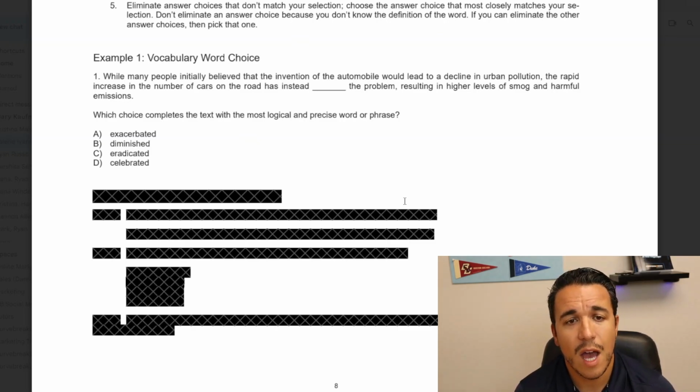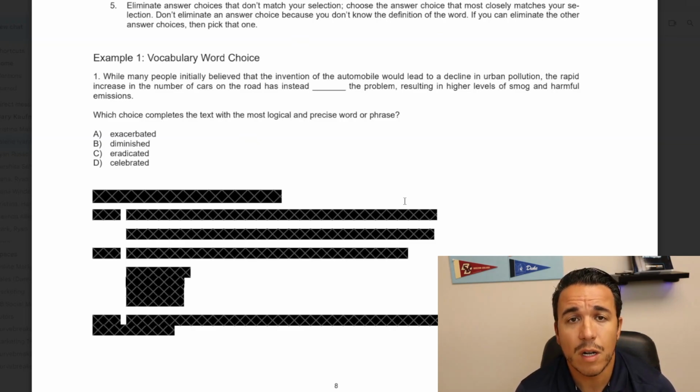So now that we have our prediction of increase, we're going to go through the answer choices and figure out which one is closest to increase. So we have A, exacerbated, B, diminished, C, eradicated, and D, celebrated. Now we can eliminate a few of these because we know they don't mean increase. We might not know what all these words mean. Hopefully we do, but obviously diminished, that's going to be smaller, so that's not going to be it.